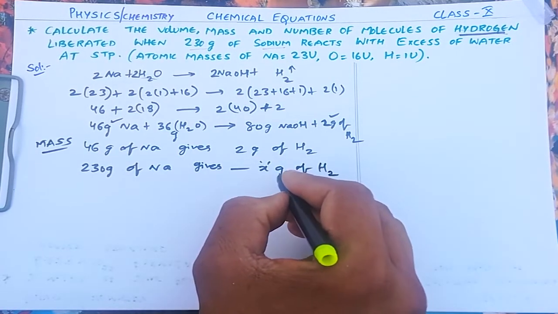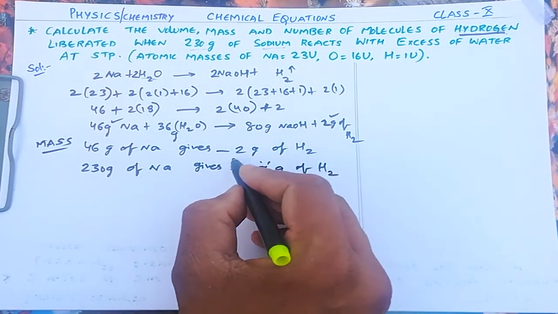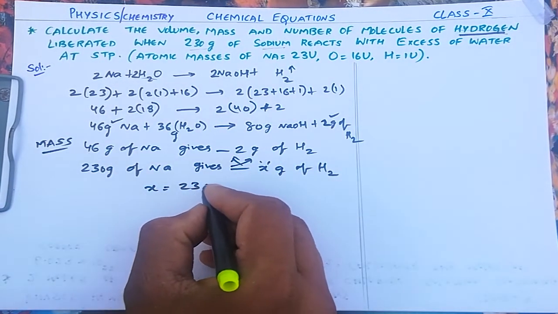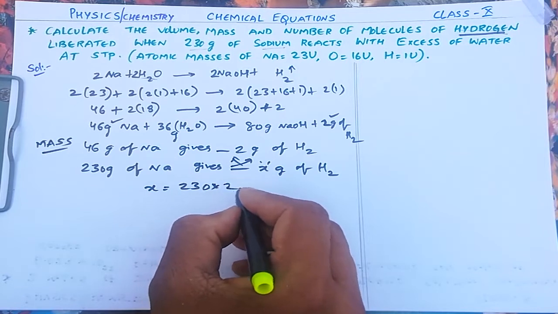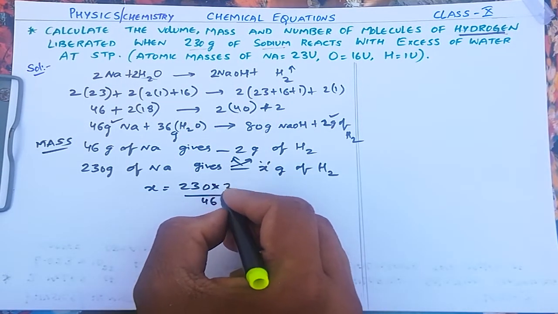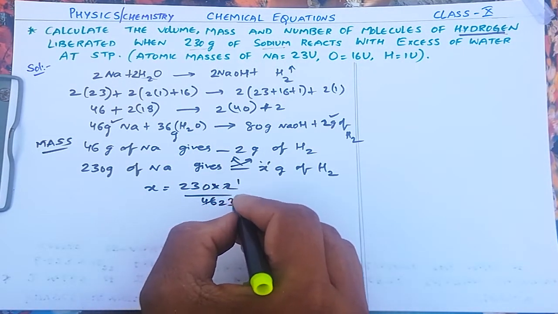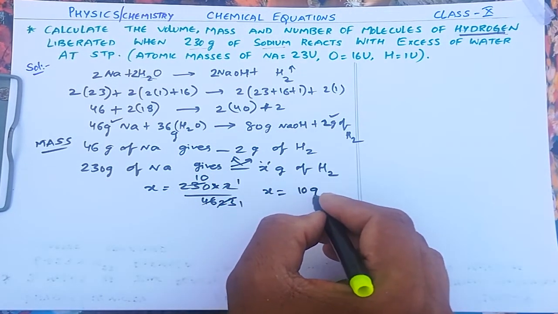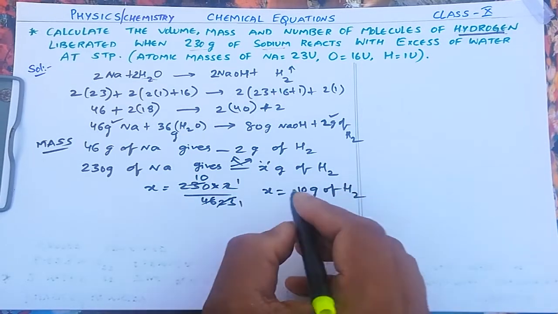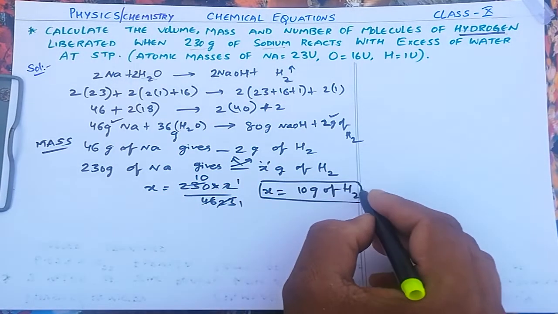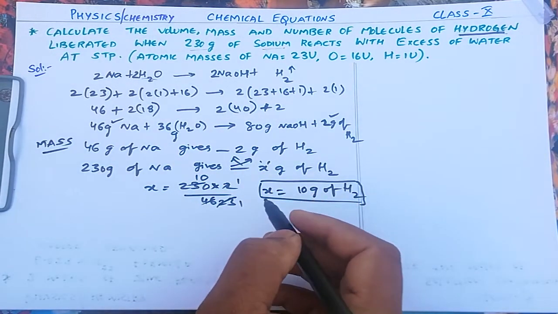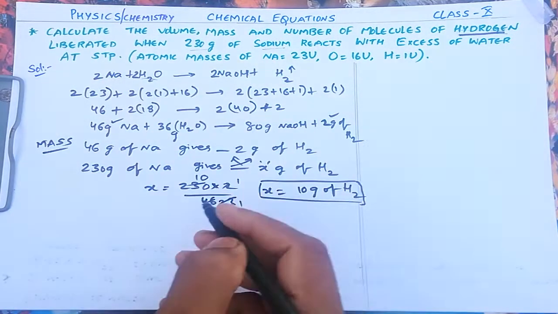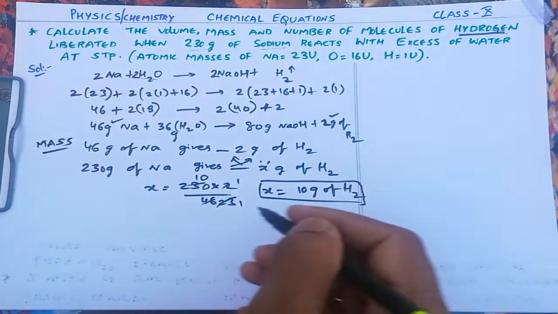We take it as x. We will cross multiply this. Then x equals 230 grams into 2 grams by 46 grams. 2 ones are 2, 23 ones are 23, and 2 23s are 46. So x we get as 10 grams of hydrogen. That is, the mass of the hydrogen is 10 grams when it is reacting with 230 grams of sodium with water. We get 10 grams of hydrogen.